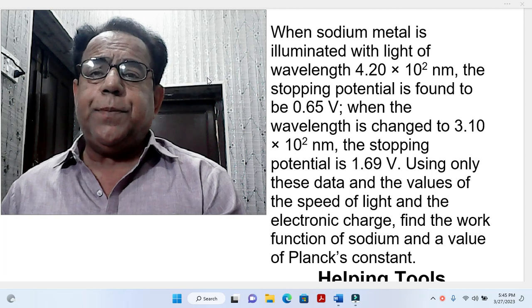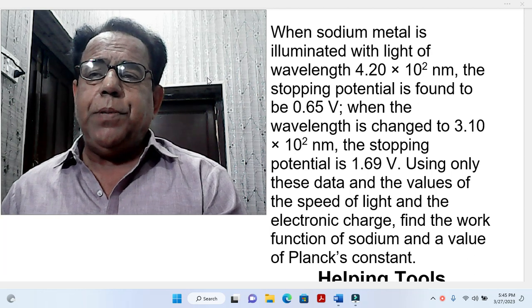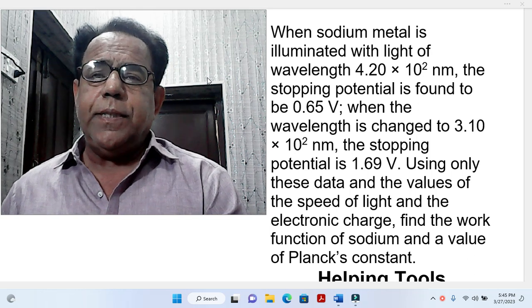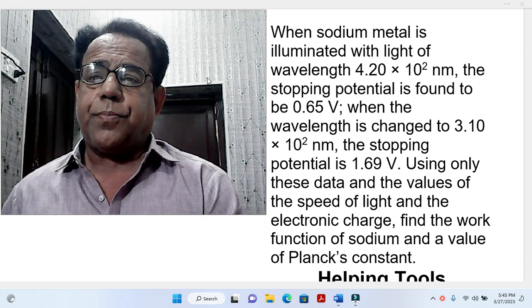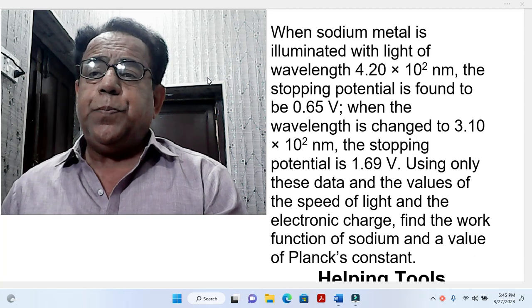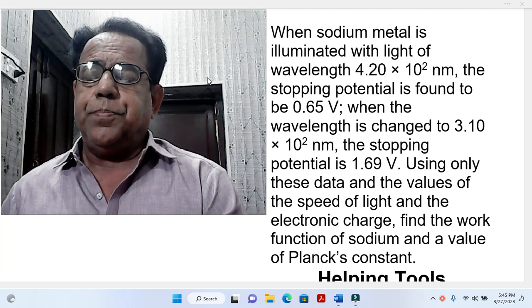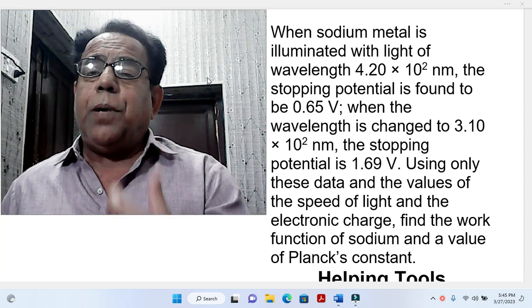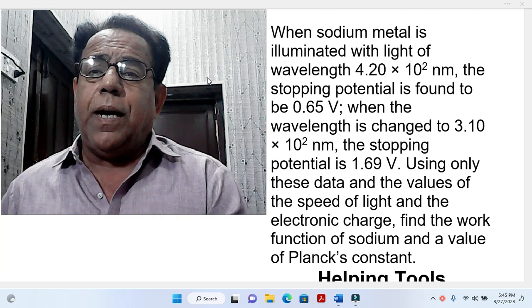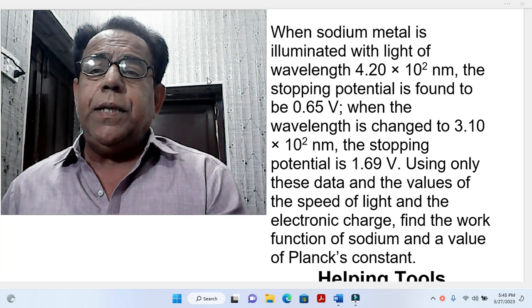This is our next problem, once again chosen from the same book, Modern Physics by Kenneth S. Crane. This problem is about stopping potential, about determination of Planck's constant, about determination of work function of sodium.